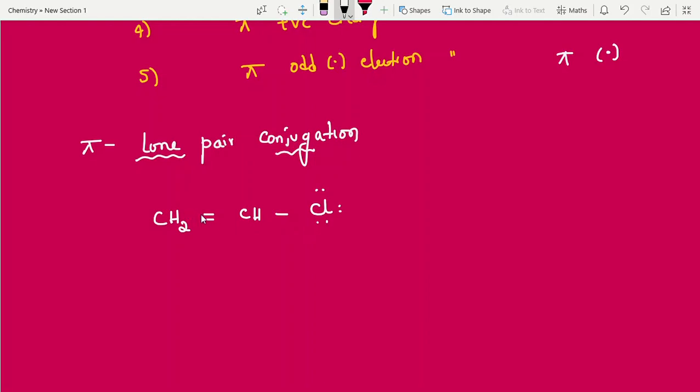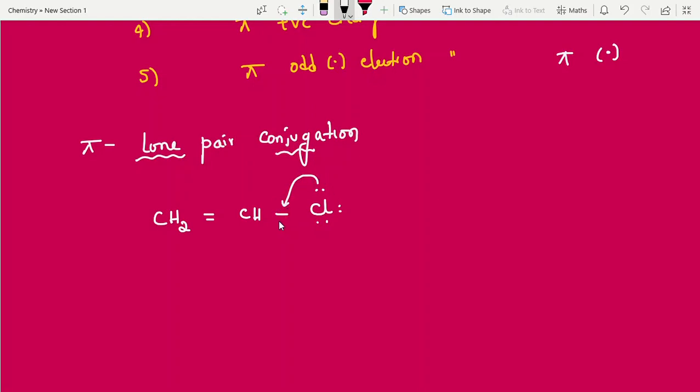Now this is the condition: pi bond and lone pair, in conjugation. Cl is electron rich. The atom having a lone pair of electrons acts as a nucleophile, an electron rich species, as we discussed in the previous videos, right? So the lone pair moves here, it is in conjugation. The lone pair is transferred here.